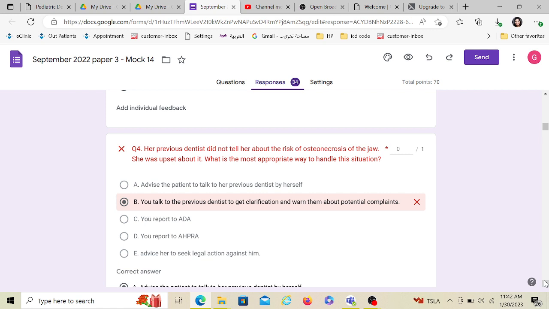I have again and again said, in the hierarchy of choosing the options in the professional questions, the first choice would always be take permission from the patient and call or request notes from the previous dentist. If this option is not given, then the second option is advise the patient to talk to his previous dentist by himself. You will never ever just call and blame a colleague or tell him, you know what, this patient is going to complain against you, without even knowing the story as to what had happened. Are you getting my point?